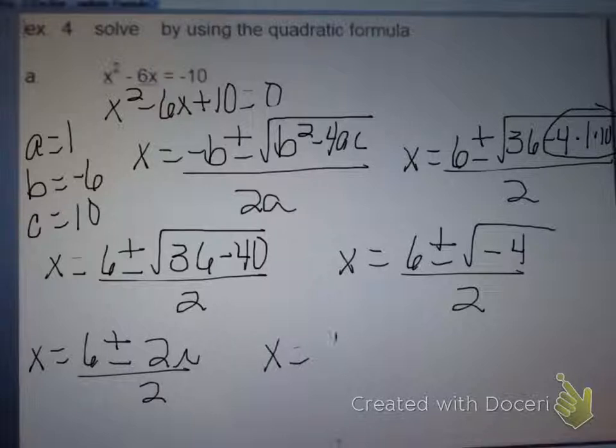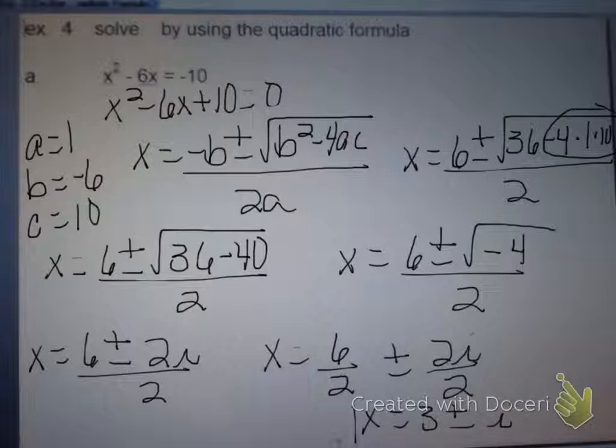Now separate, put each term over its own denominator so that you can reduce. So 6 over 2 is 3 plus or minus 2 over 2 is 1, so that's 1i, or we can just say i. And that is the answer.